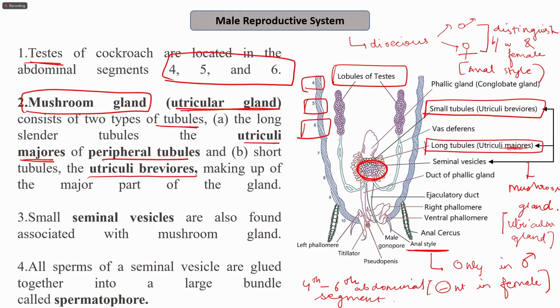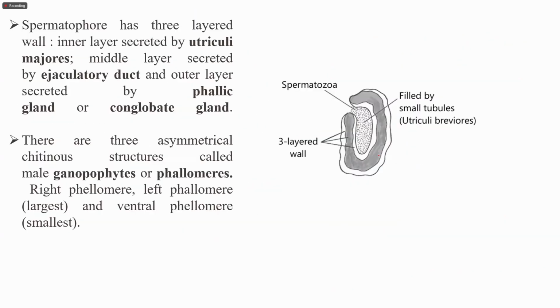Fine. All the sperms of the seminal vesicle are glued together into a large bundle called the spermatophore. So all these sperms, which are formed by the testes, are glued together in the seminal vesicle into large bundles known as the spermatophore. The spermatophore has a three-layered wall. You can see here the structure of the spermatophore, which has three layers.